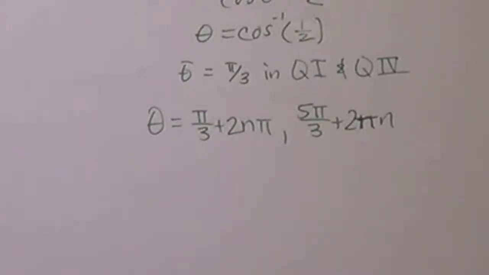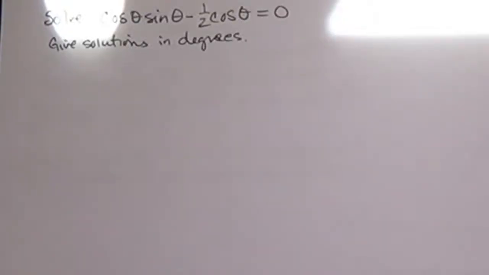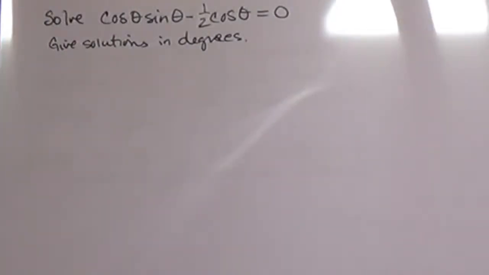So for our last basic trig equation, we want to solve cosine of theta times sine of theta minus 1/2 cosine of theta equaling 0. And we want to give all of the solutions in degrees. So in this case, because I have more than one trig function, again, just like in the last example, we're going to start by factoring.